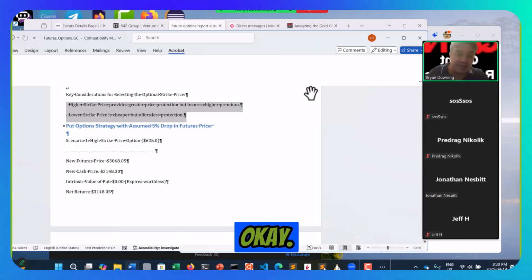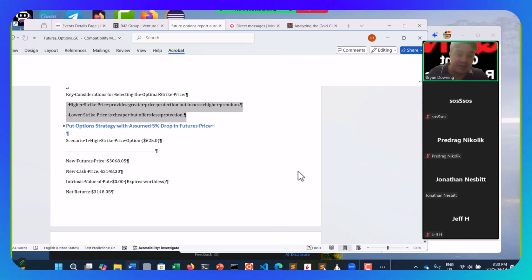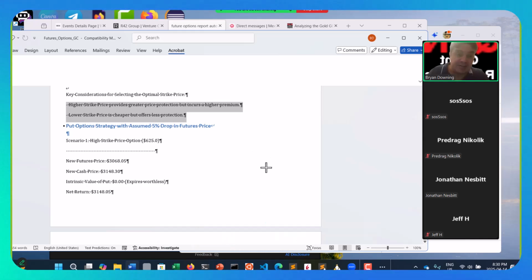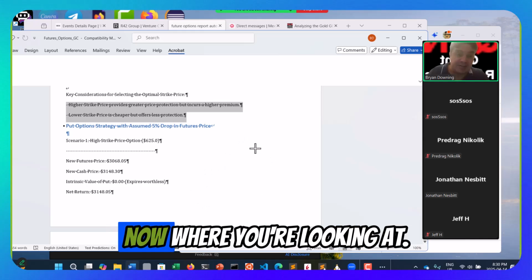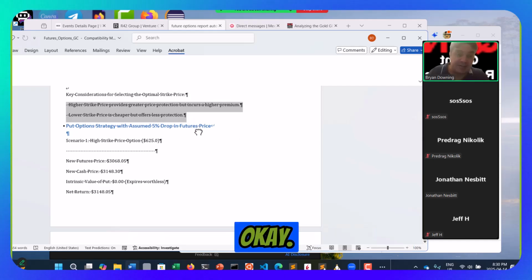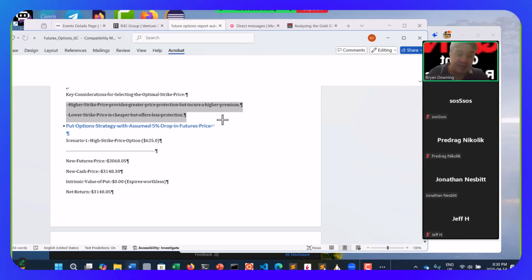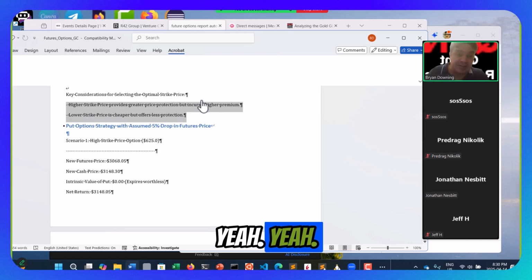So the MES is down a few points now. Okay, short, you can see my screen. I'm in the money, 60 something bucks. This is the 15-second chart right now that you're looking at. What market is this? Yeah, MES. You see the little pink at the top.